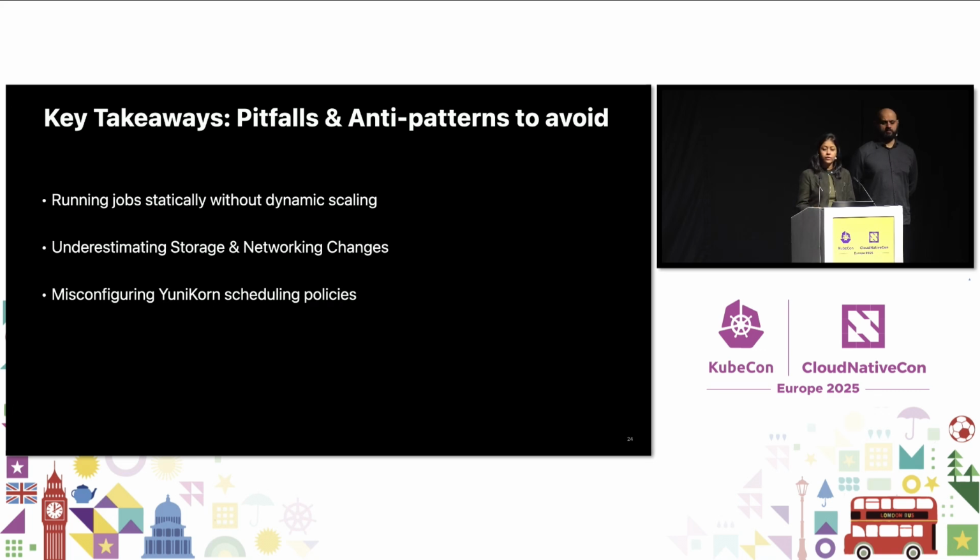Storage and networking changes might be tricky sometimes, so don't underestimate your storage and networking changes. And if you're using Unicorn, make sure that your scheduling policies are configured correctly, as it'll be tricky to debug if you want your pod to run at a specific queue or a specific location and it's landing in another place. It'll be tricky to find out. So make sure that you are configuring your scheduling policies correctly.